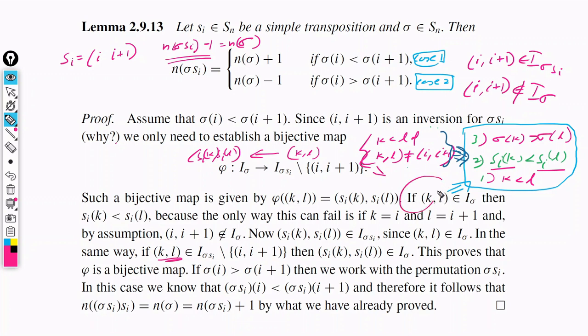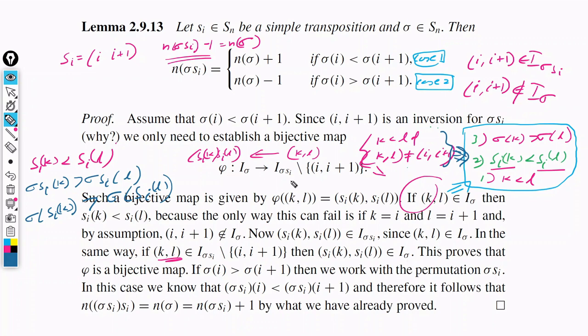So already we established that under this condition s_i of k is less than s_i of l. Okay. Already we assume that (k,l) is an inversion of sigma s_i. So sigma s_i of k is greater than sigma s_i of l. Sigma s_i of k means sigma of s_i of k, which is greater than sigma of s_i of l. So we can conclude that s_i k is less than s_i of l and sigma of s_i k is greater than sigma of s_i of l. So the pair (s_i k, s_i l) belongs to I(sigma). So phi is an onto map.